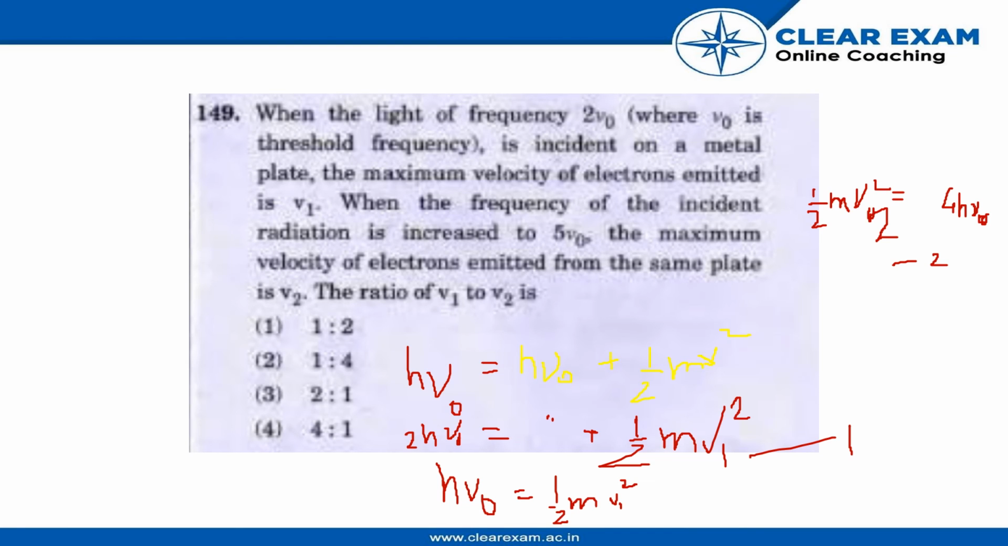So from the first and second equations, we can say that v1 square upon v2 square is equal to 1 by 4. So it's 1 by 4, so the answer is 1 by 2, because it is the square. When we find v1 and v2, the ratio will be 1 is to 2. So the correct answer is 1 is to 2.